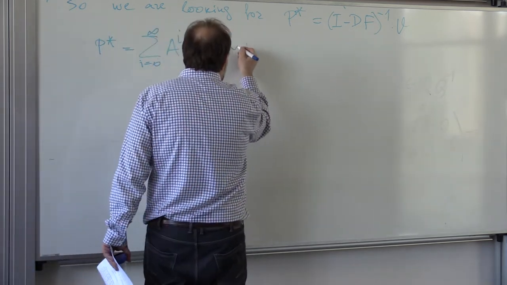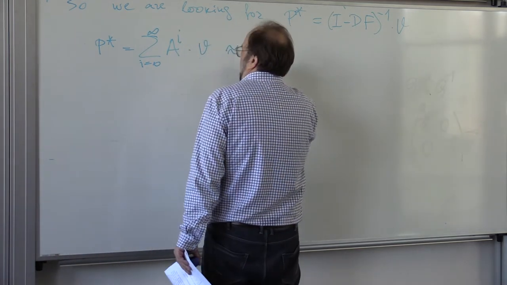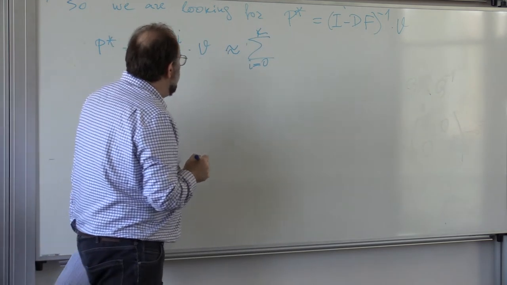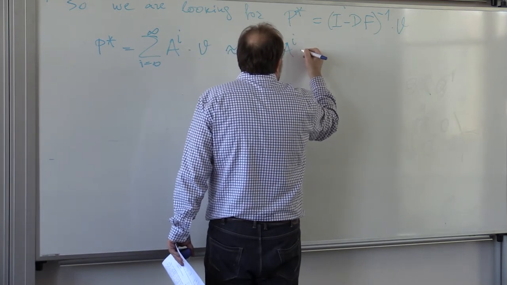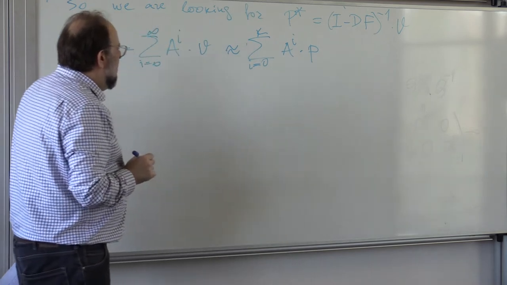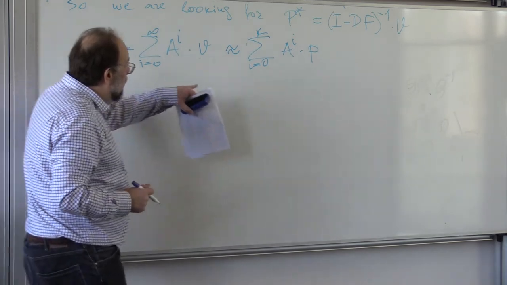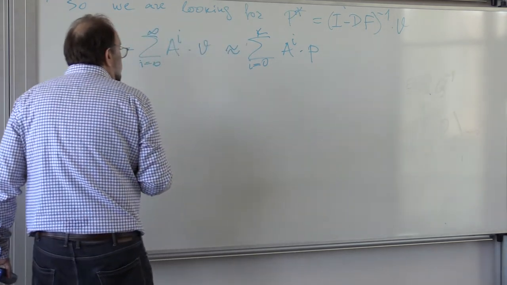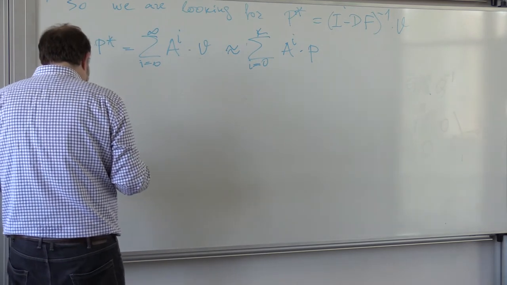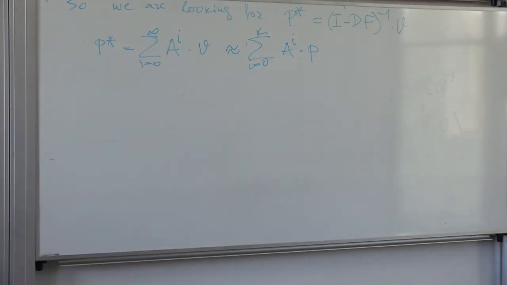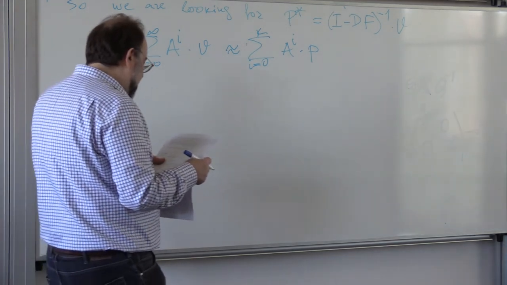But this is very well approximated with the sum where I goes from 0 to some sufficiently large number k, of (DF to the I) times V. And now we use exactly the same trick as in PageRank. We find this by an iterative method. How do we do it? You can start with an arbitrary vector, in fact, but we start with V.